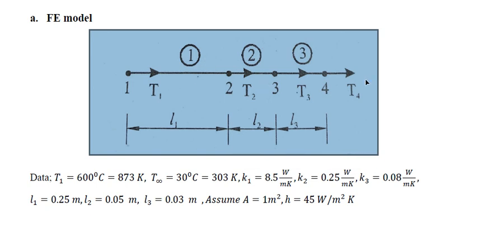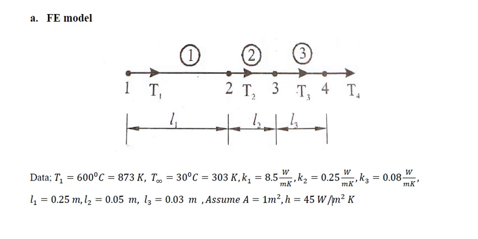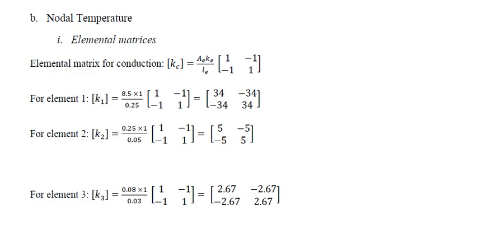So total degrees of freedom is 4 because there are 4 nodes. So these are the given things. Since I have explained the previous problem slowly, try to understand this problem a little quickly. Okay, now we have to find the nodal temperature.